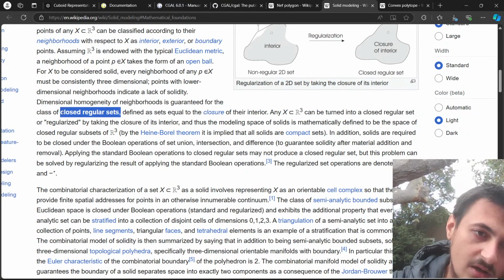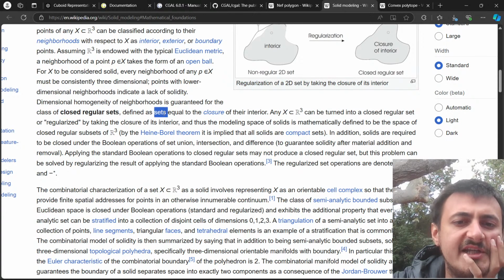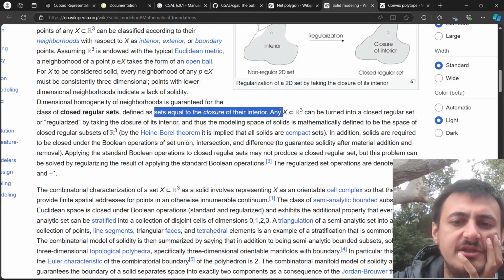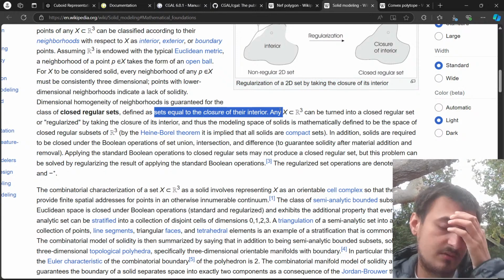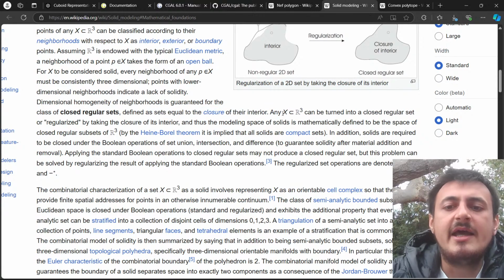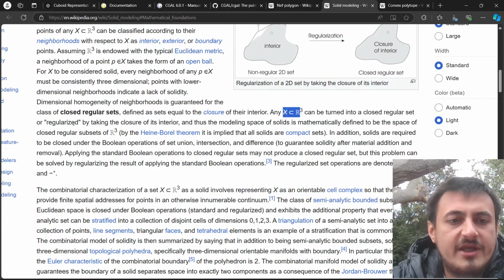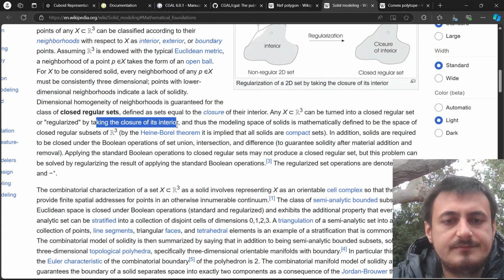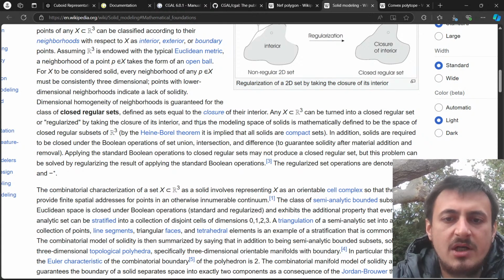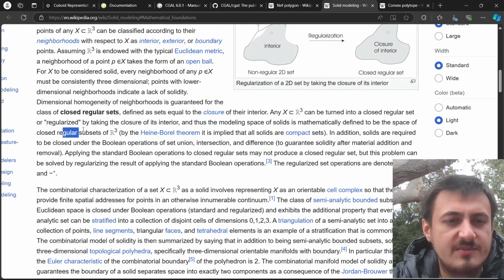Okay, that's just what they call it when sets are defined as equal to the closure of their interior. I feel like at one point I sort of knew all this stuff. Any subset of R3 can be turned into a closed regular set, or regularized, by taking the closure of its interior.